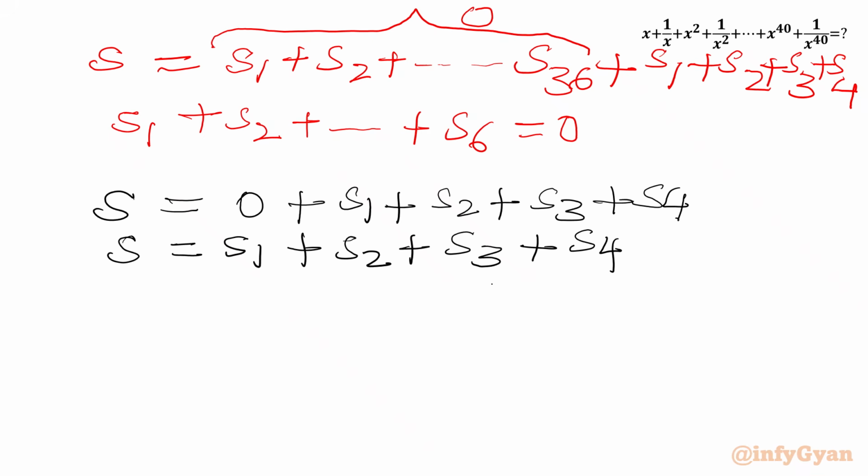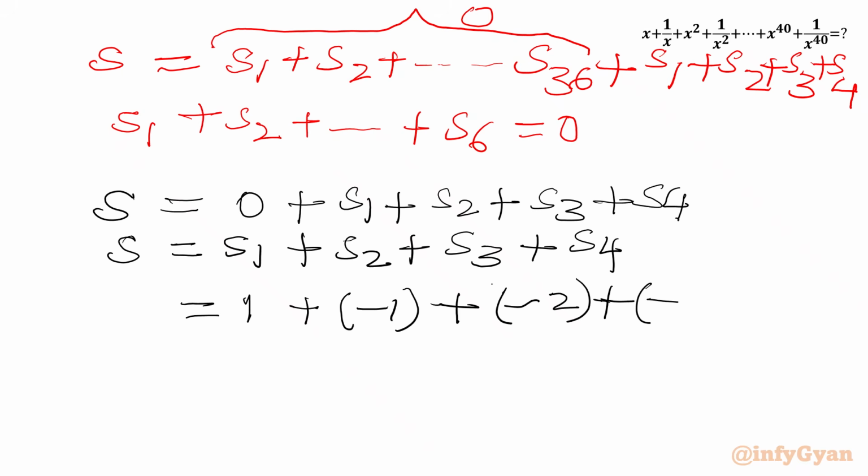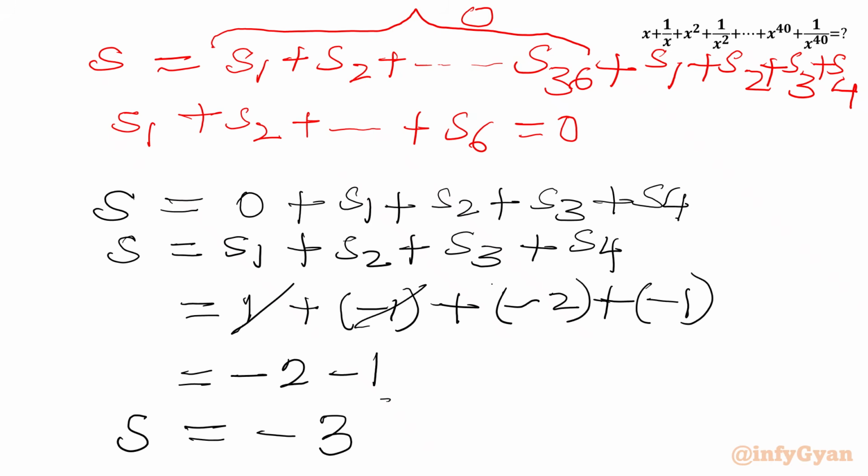Now we have all the 4 values. S1 is 1, plus S2 is negative 1, S3 is negative 2, and S4 is negative 1. So we can cancel plus 1 with minus 1. We will get minus 2 minus 1. So the required sum S would be minus 3. So our sum is equal to negative 3.